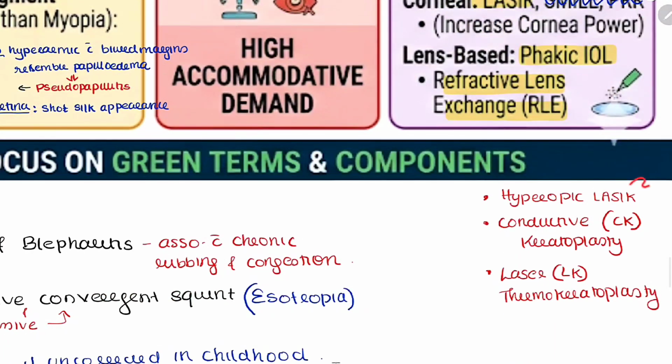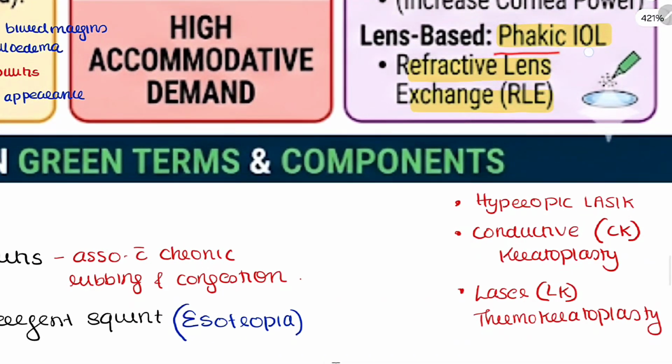Corneal refractive surgeries are hyperopic LASIK surgery, conductive keratoplasty CK, or laser thermokeratoplasty LTK. So which are the corneal procedures? Hyperopic LASIK, conductive keratoplasty CK, or laser thermokeratoplasty LTK. And lens based procedures are phakic IOL and refractive lens exchange, that is RLE. So phakic IOL or RLE.